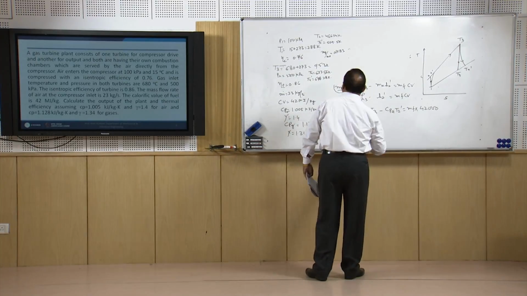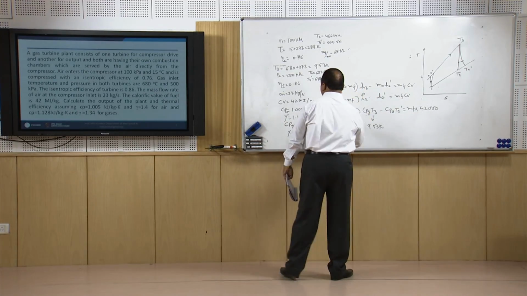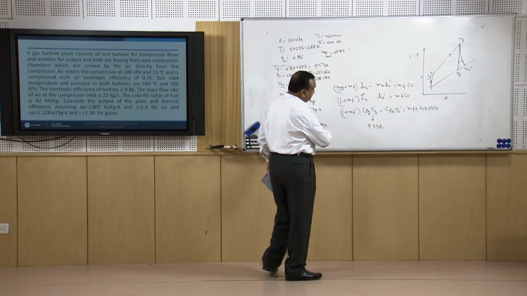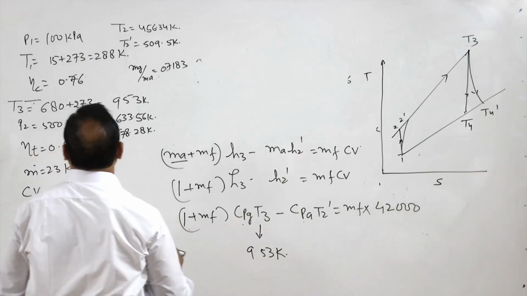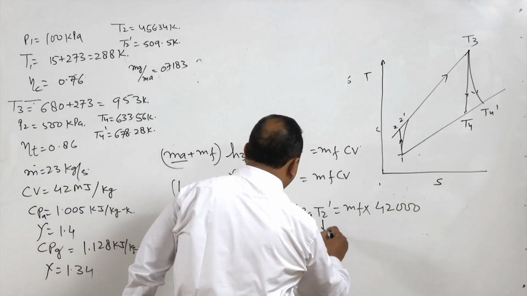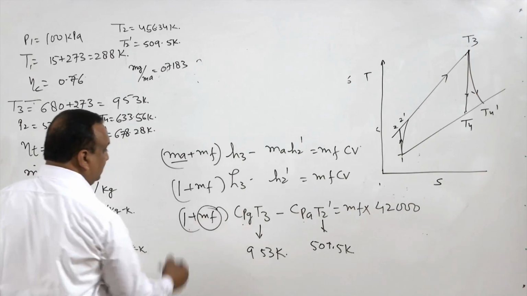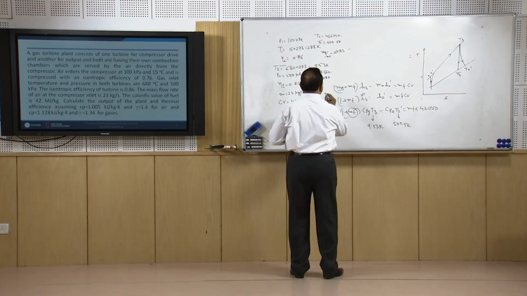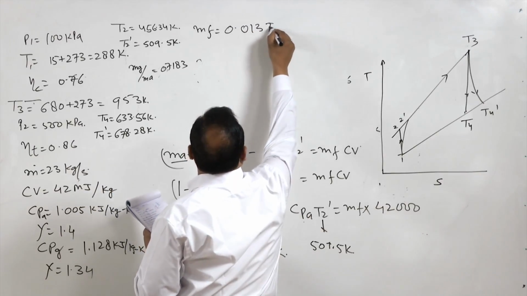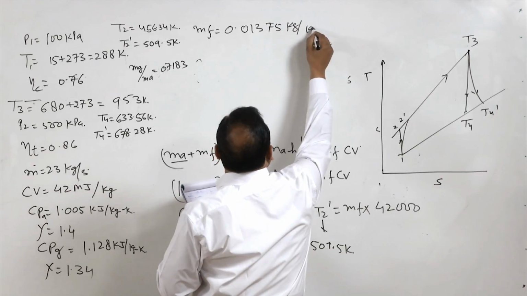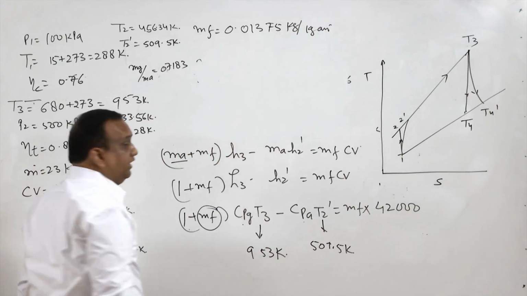Now, T3 is with us, T3 is 953 Kelvin, CPG is also with us 1.128, CPA, specific heat of air, is 1.005, T2 dash we have already calculated, 509.5 Kelvin. Now, the only unknown is mass of the fuel. So, from here we will be getting the mass of the fuel as 0.01375 kg of fuel per kg of air. This much mass of the fuel is used for 1 kg of air.